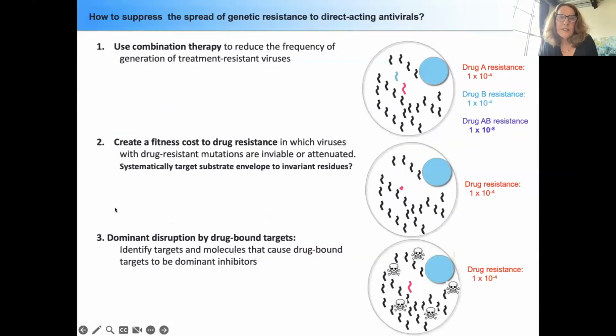One is, so that's kind of here. How do you assess fitness cost, and how do you go after it systematically? Well, one way is to systematically target the substrate envelope to invariant residues. So invariant residues, what does that mean? Those are the ones that aren't out in circulation, that is so-called conservation. But we miss a lot in that way. And so the other approach is to do deep mutational scanning, which is to examine all mutations in a coding region, and to say which ones, under which circumstances, can the drug survive.